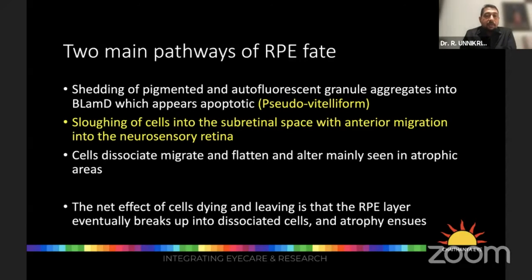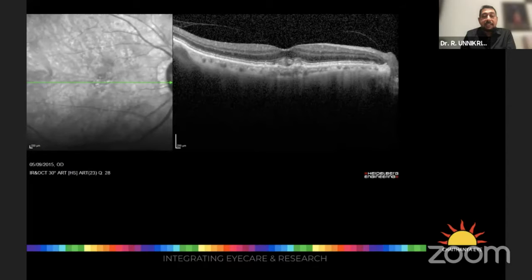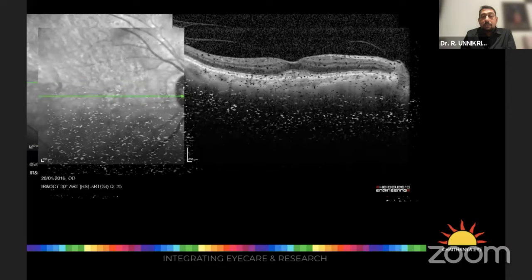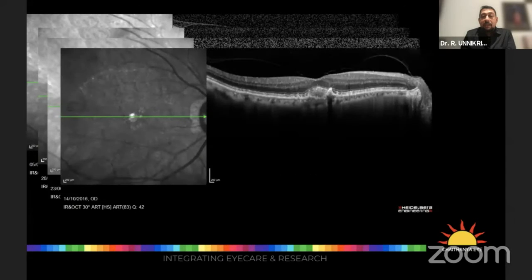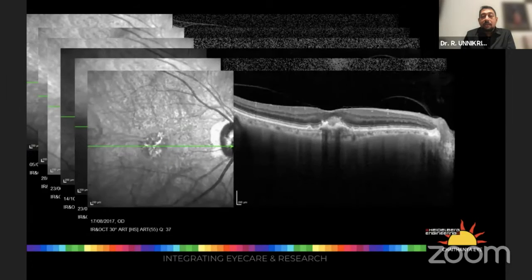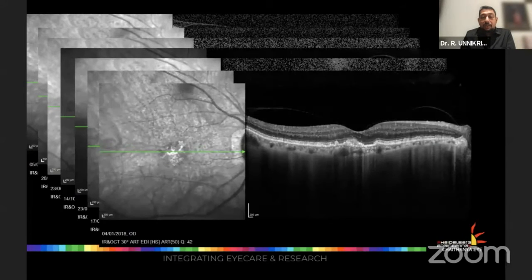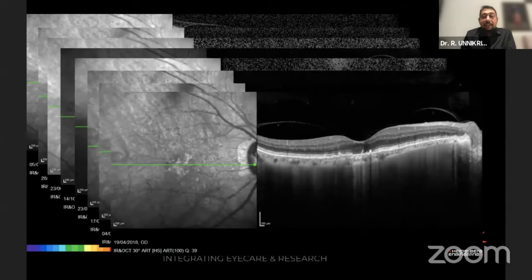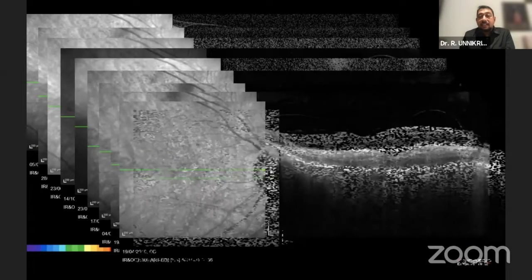However, there is also an alternative pathway for RPE destruction. That is, instead of moving anteriorly, they move sideways as a laminate deposit, and this causes a pseudo-vitelliform type of lesion with sloughing into the subretinal space, forming the anterior migration of HRF. So this is a patient with nearly a 10-year follow-up, and as you can see, this has a pseudo-vitelliform lesion. Over years, there are changes that happen, and over years you can see the atrophic changes increase. The pseudo-vitelliform material is resorbed, and finally it ends up in a severe and significant atrophic change.